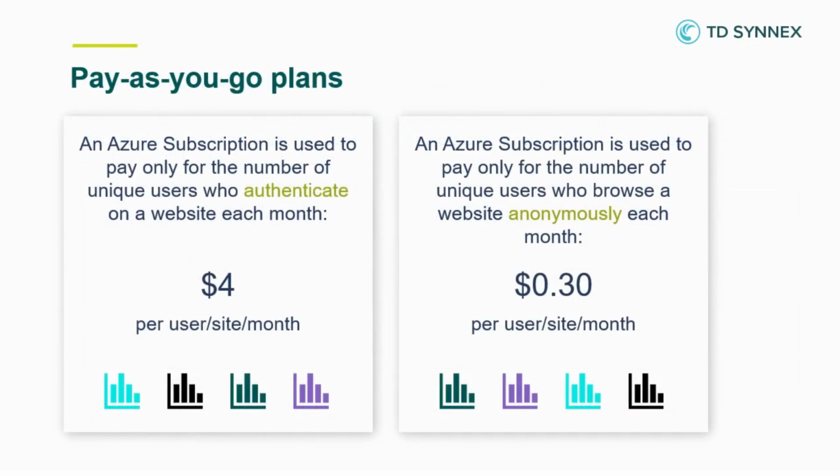Finally, if a customer does not want to commit to a subscription plan, they can choose to license website access on a pay-as-you-go basis, where you pay a price for each unique authenticated or anonymous user who accesses the website each month. And as you can see here, there's a different price for the authenticated and the anonymous users, and this would be billed for via an Azure subscription.